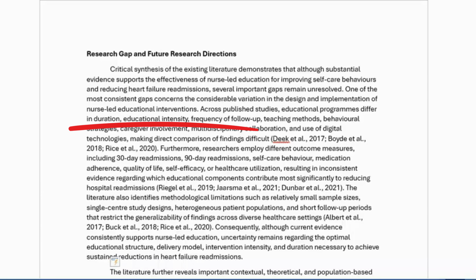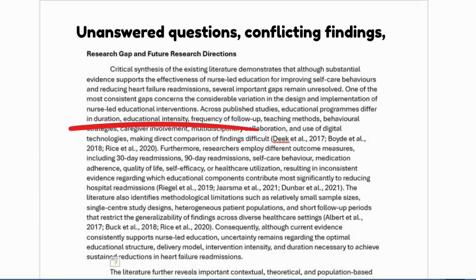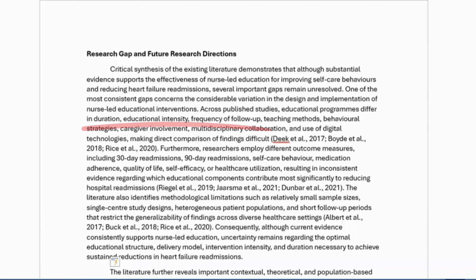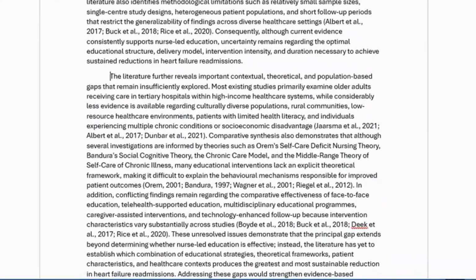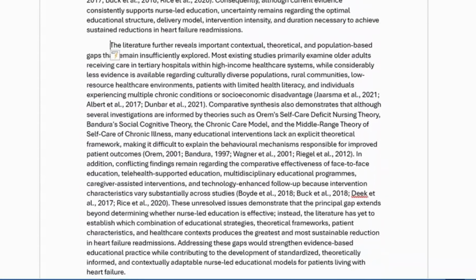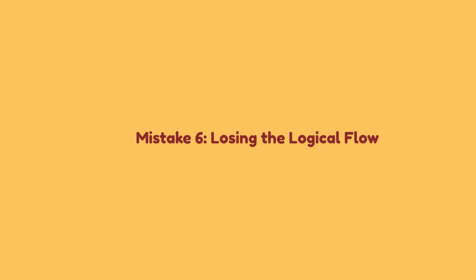It involves examining the literature to identify unanswered questions, conflicting findings, under-researched populations, methodological limitations, contextual gaps, theoretical gaps, or inconsistent evidence. The gap should emerge logically from the critical analysis of previous studies. By the end of the literature review, readers should clearly understand what remains unknown, why that gap is important, and how the current research intends to address it. Mistake 6. Losing the logical flow.